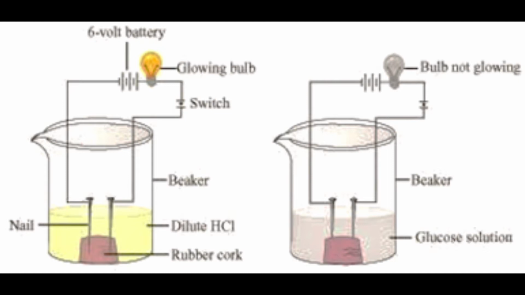As we switch on the current, the bulb starts glowing in beaker A, but not in beaker B, because hydrochloric acid breaks into hydrogen and chloride in the water in beaker A, which makes this solution conductor of electricity. While in beaker B, glucose does not dissociate into hydrogen ion. So glucose dissolved in water does not conduct electricity and the bulb does not glow.